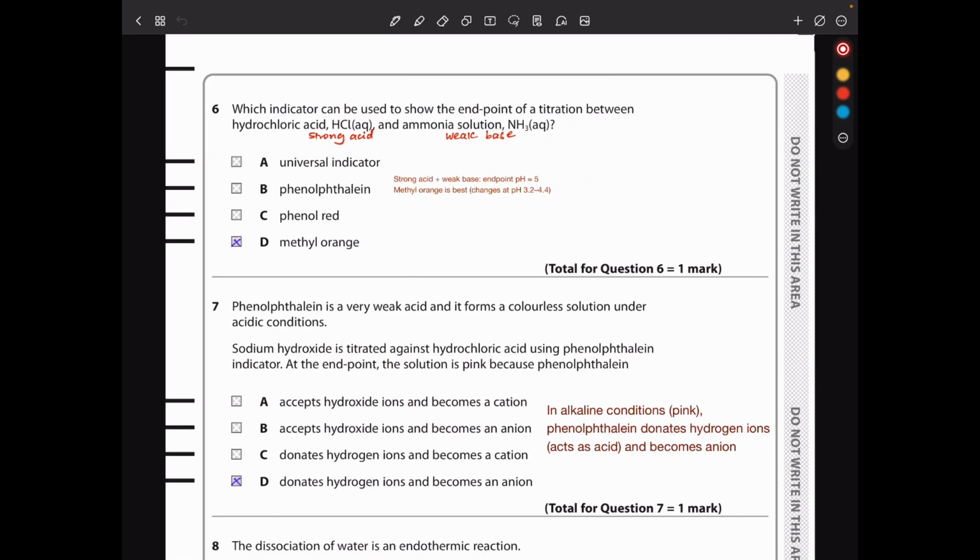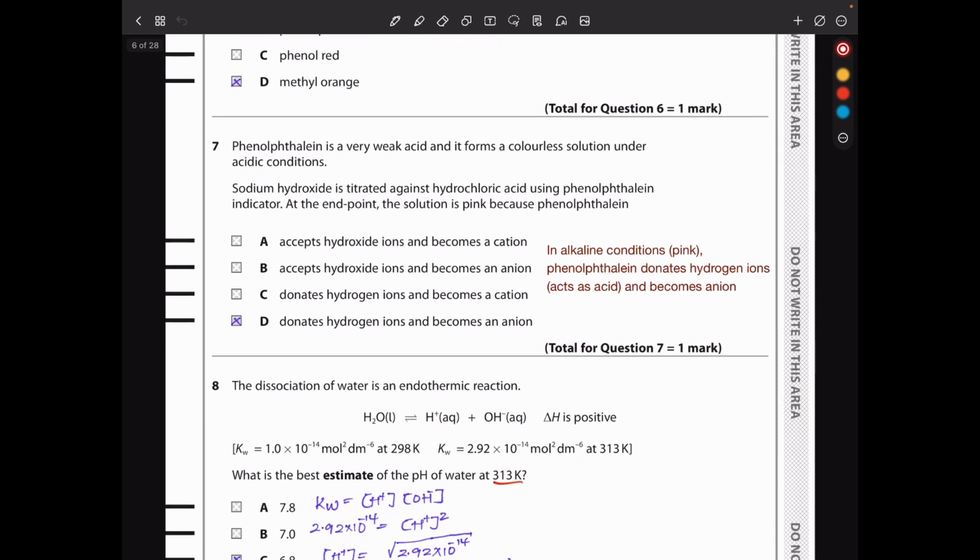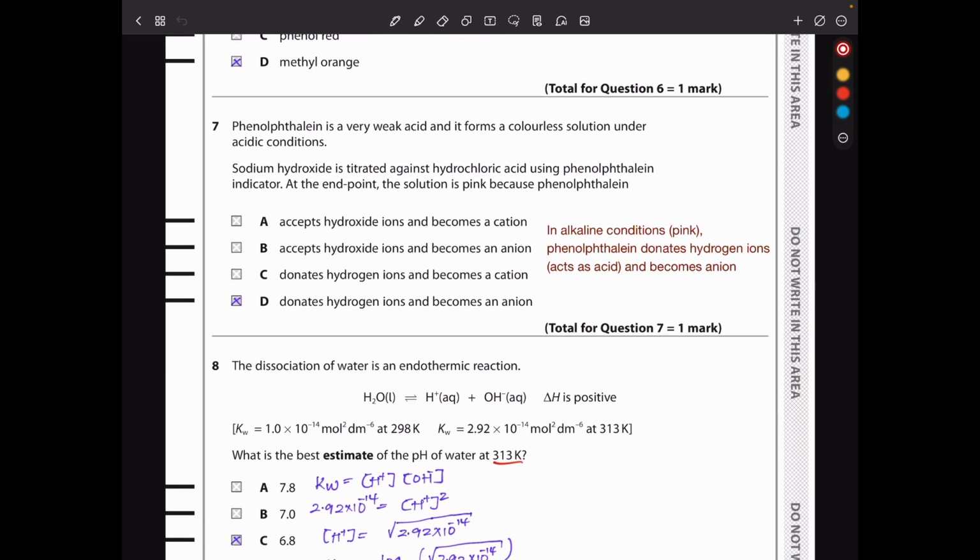In question 6, they say which indicator can be used to show the endpoint of a titration between hydrochloric acid, HCl, and ammonia solution. Because this is a strong acid and this is a weak base, methyl orange will work well, so I chose methyl orange because the pH changes between 3.2 and 4.4, which is appropriate for this titration. In question 7, phenolphthalein is a very weak acid and it forms a colorless solution under acidic conditions.